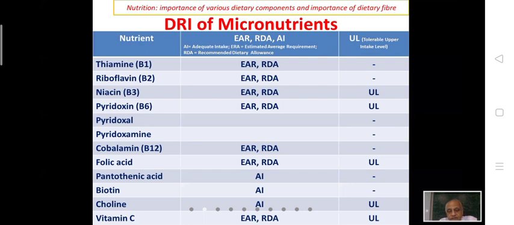And pantothenic acid requirement was discovered by our Indian Institute of Nutrition in Hyderabad. They reported the essentiality of pantothenic acid. So Indians have contributed into the list of micronutrients needed for the body. Biotin also needed, and it is as per the adequate intake value. Choline, similarly, vitamin C as per EAR and RDA value.